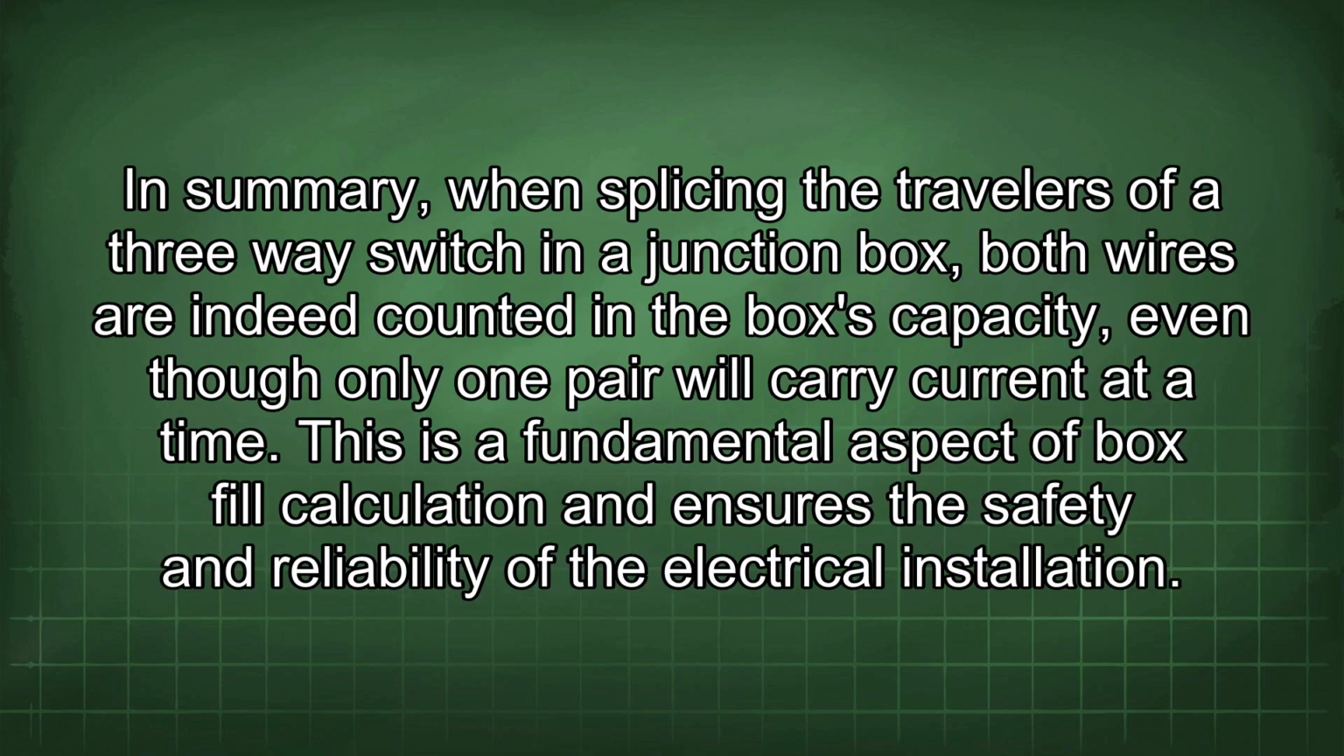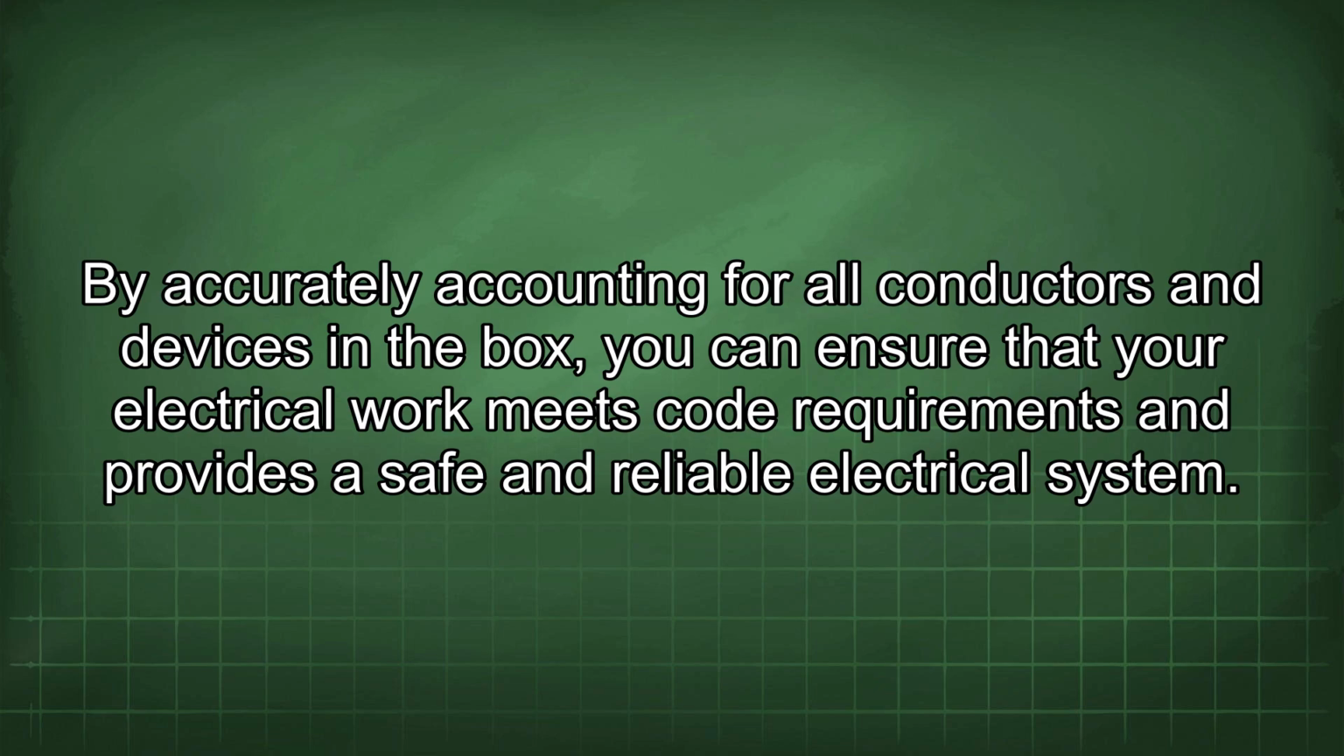In summary, when splicing the travelers of a three-way switch in a junction box, both wires are indeed counted in the box's capacity, even though only one pair will carry current at a time. This is a fundamental aspect of box fill calculation and ensures the safety and reliability of the electrical installation. By accurately accounting for all conductors and devices in the box, you can ensure that your electrical work meets code requirements and provides a safe and reliable electrical system.